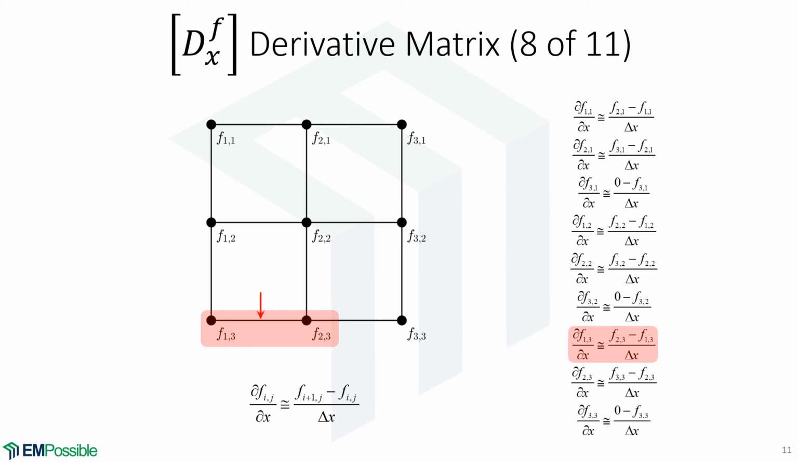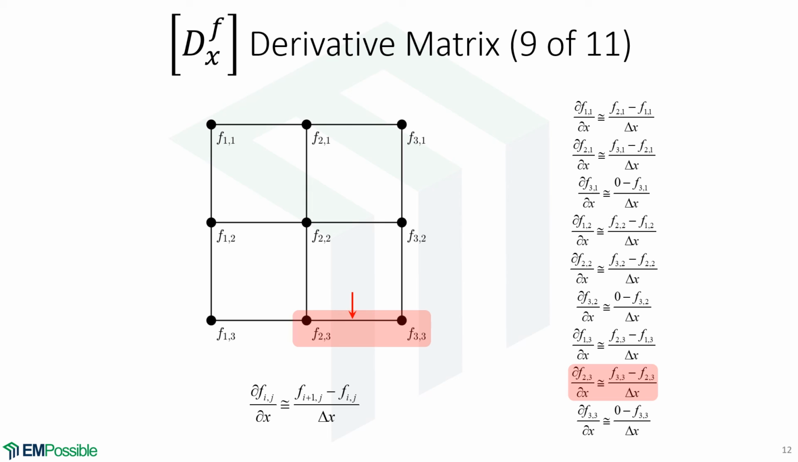Next point, no boundary condition problem here. And so the finite difference reads f23 minus f13 divided by the spacing between them, delta x. f23 minus f13 divided by delta x. Next point.